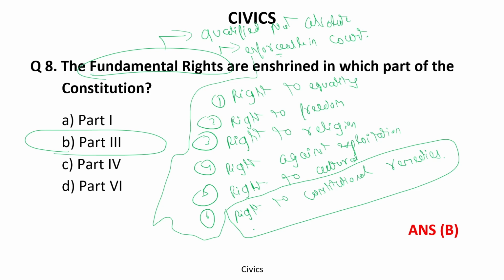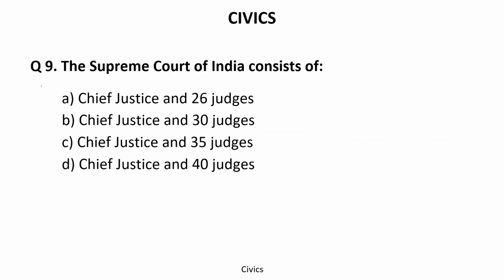Ninth question we have: Supreme Court of India consists of Chief Justice and 26 judges, Chief Justice and 30 judges, Chief Justice and 35 judges, Chief Justice and 40 judges. 20 seconds you have to think and answer.